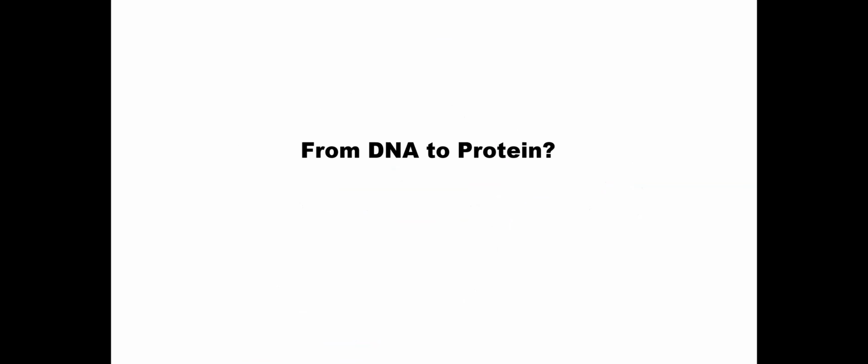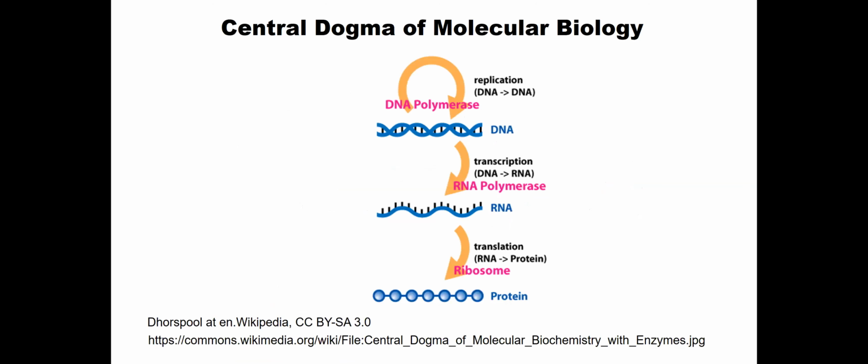Okay, next is from DNA to the protein. In the central dogma of modern molecular biology, the first thing we found was starting from DNA. Always this DNA information is transcribed to RNA, and then utilizing this RNA information, we make a protein. So this was a simplified, very hard dogma.